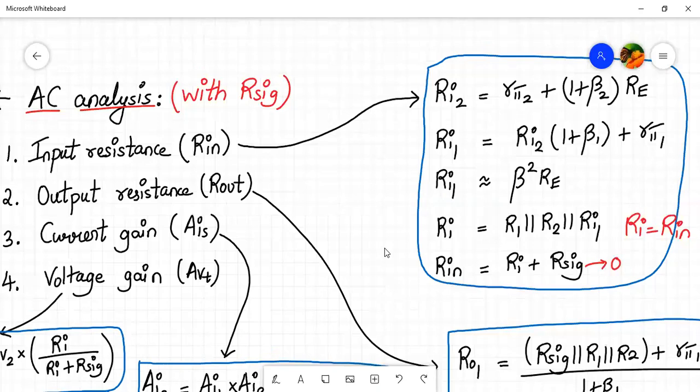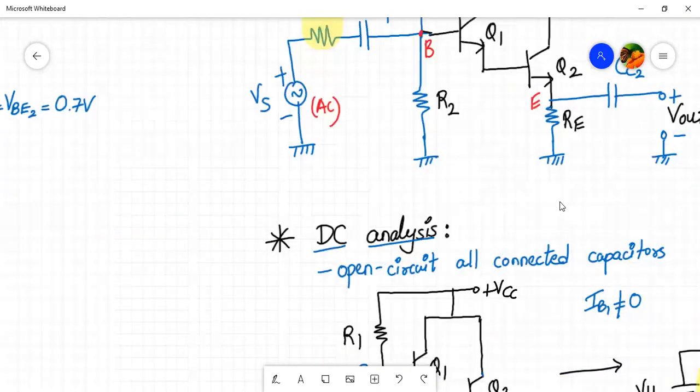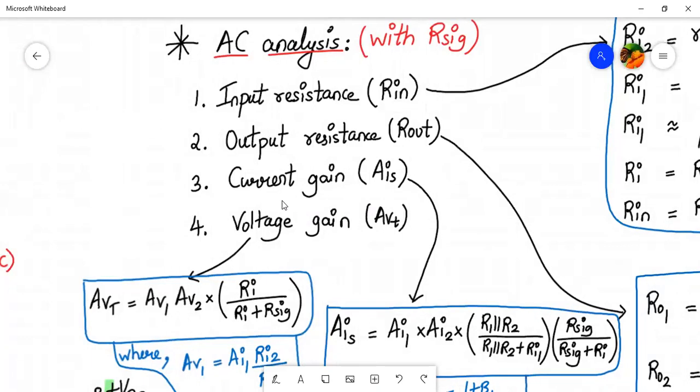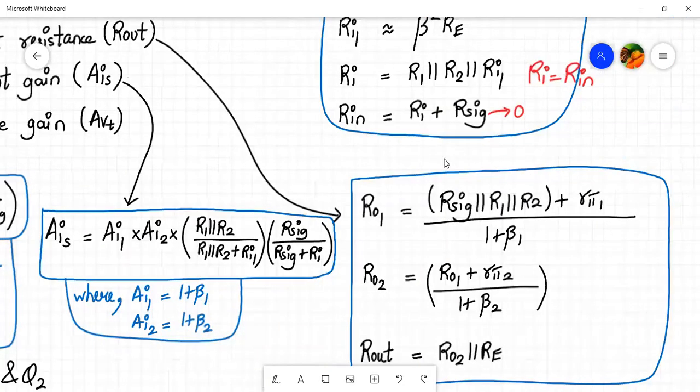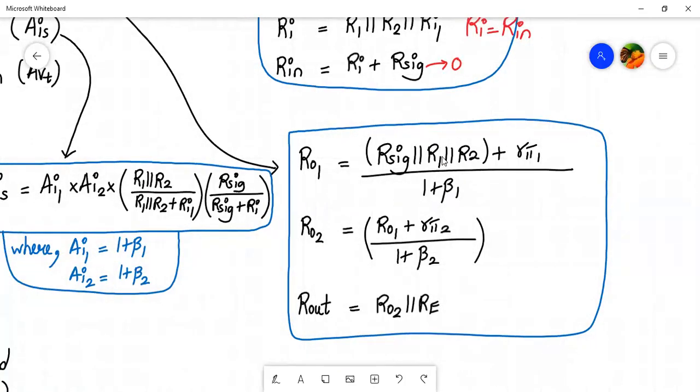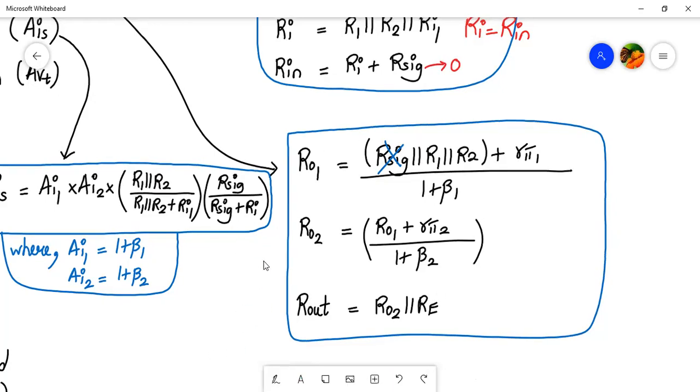So let's first calculate the input resistance RIN. Let me complete all the formulas first and then we'll come back to it. In order to calculate the output resistance, we have to calculate RO1, which was RSIG in parallel to R2, in parallel to R3, and RSIG was coming in parallel. If it is coming in parallel and it is not present, it will be considered as an open circuit. You can refer to the last lecture for how RSIG was coming in parallel. So RSIG is not there, so this term will disappear from here. There will be R1 parallel to R2 plus R pi 1, the whole divided by 1 plus beta 1. RO2 was RO1 plus R pi 2 divided by 1 plus beta 2. And finally, the output resistance was RO2 parallel to RE. So this was the formula for the output resistance ROUT.